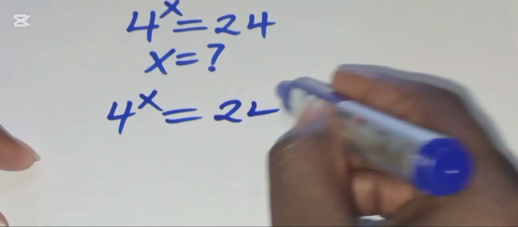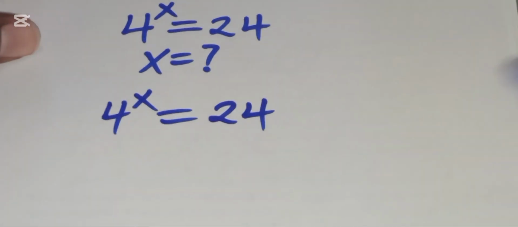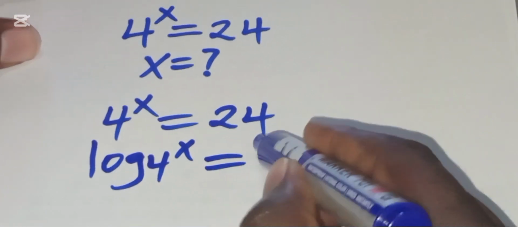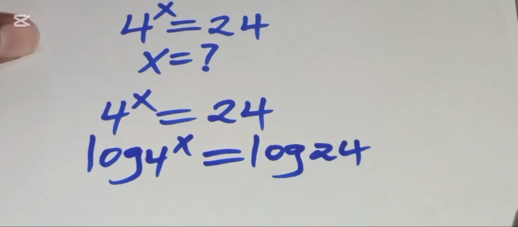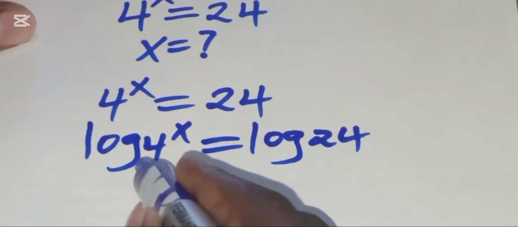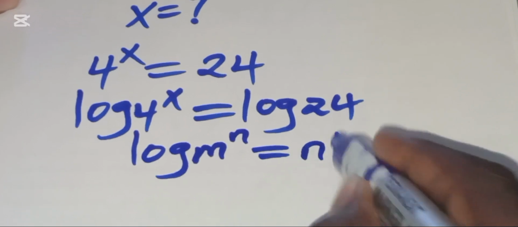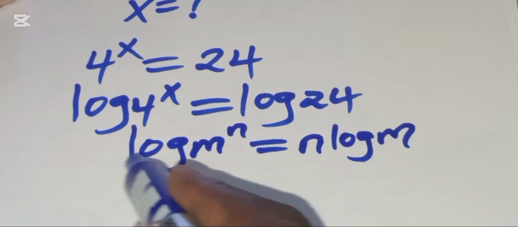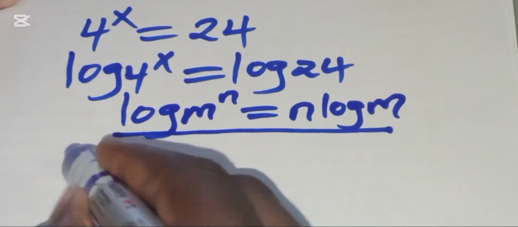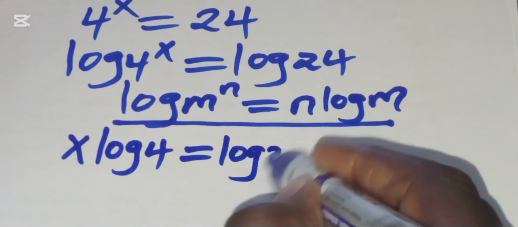Let's present a solution given this nice exponential equation, which is 4 raised to power x equals 24. To find the value of x, we introduce the natural logarithm, such that we have log 4 raised to power x equals log 24. As you can see, log 4 raised to power x is in the form of log m raised to power n, which you can express as n log m. This is the power rule property of logarithms. Applying this property, we have x log 4 equals log 24.